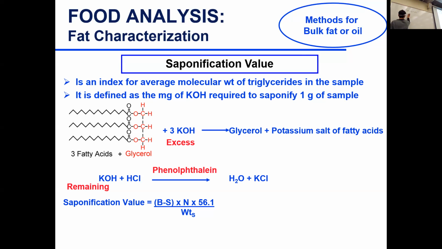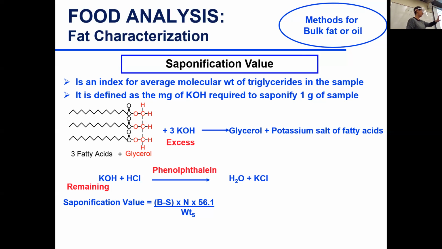And then number of moles equals grams over molecular weight, grams per mole. Okay. So just want you to remember molecular weight, grams per number of moles. If I have very long fatty acid chains, I will have fewer moles per gram of fat.